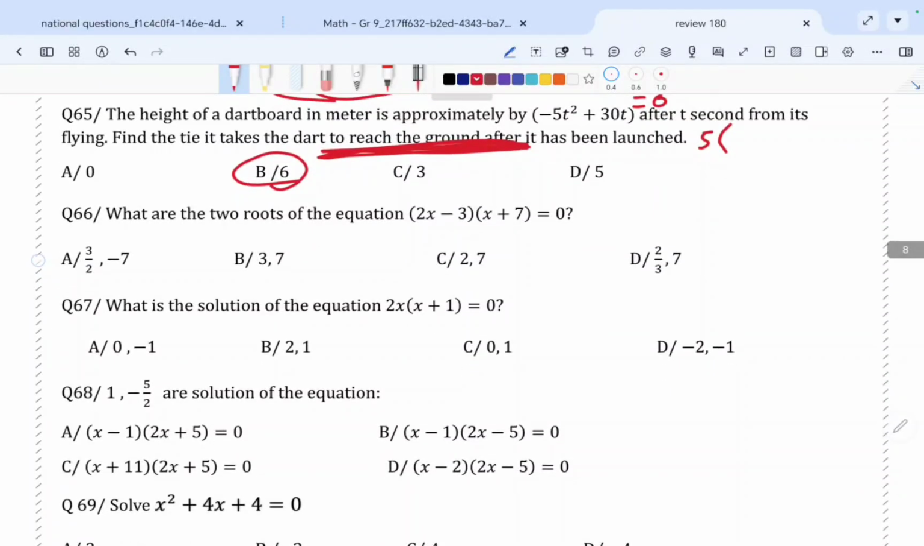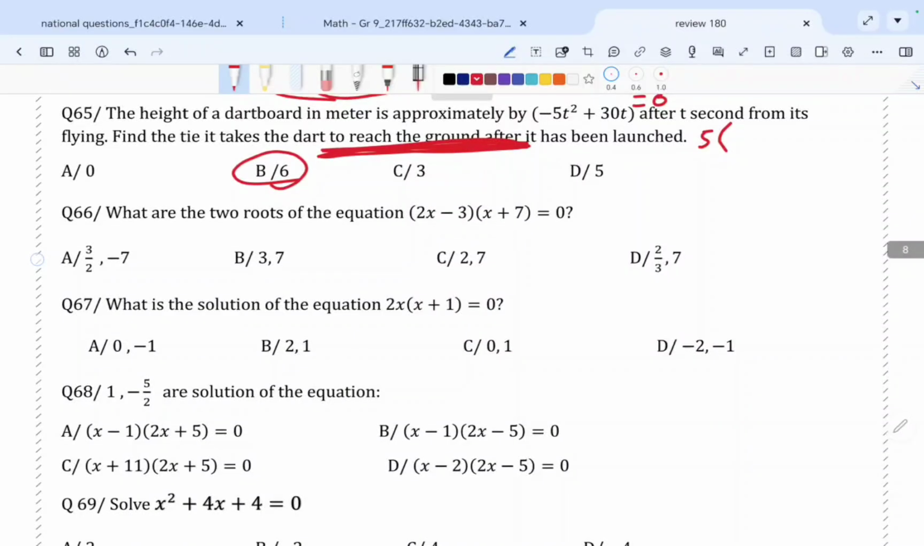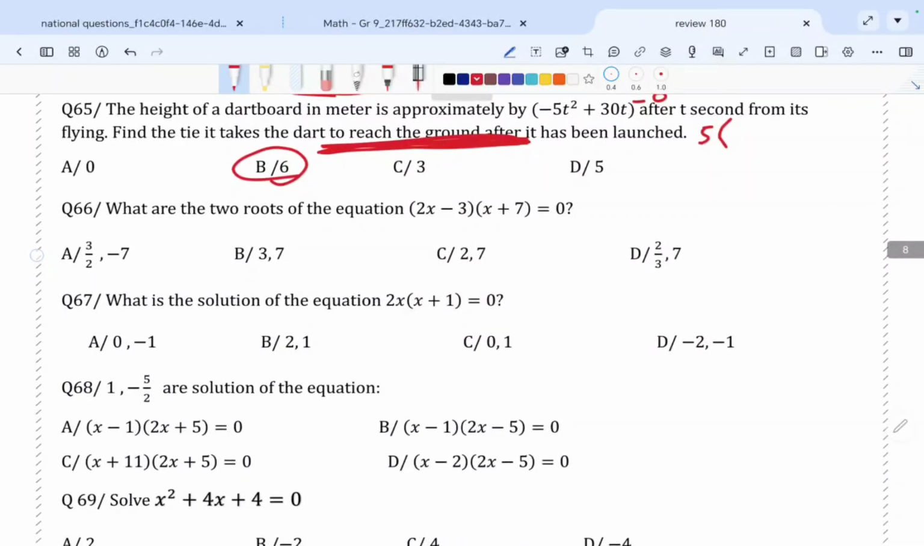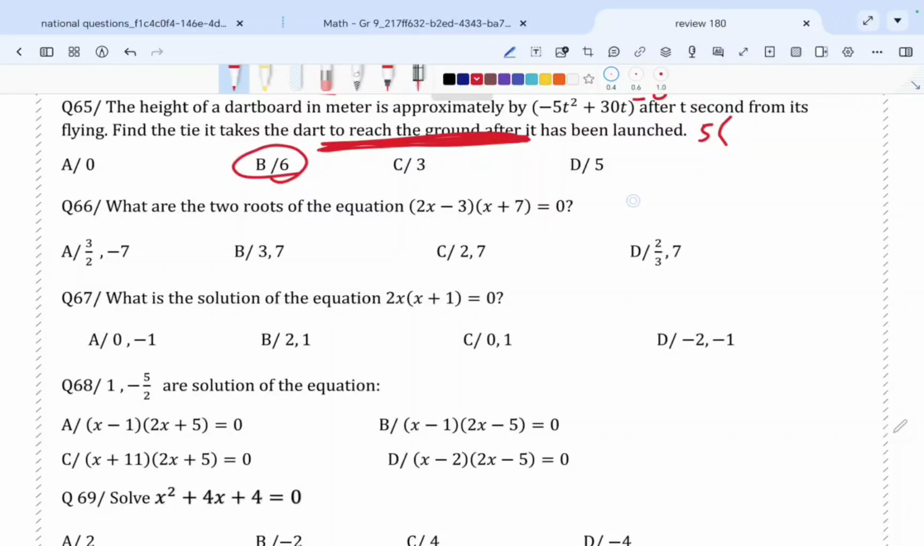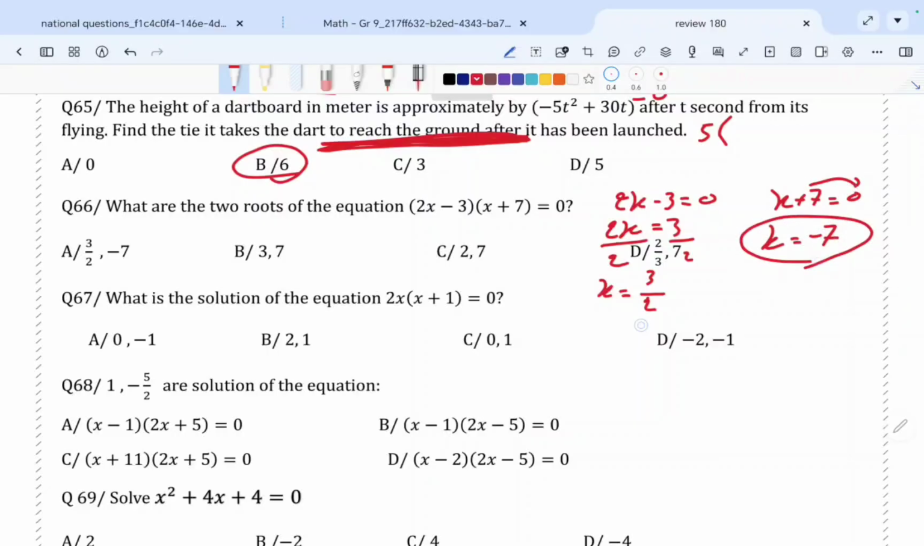Question 66. What are the two roots of the equation (2x minus 3)(x plus 7) equals 0? For the first one, we will say 2x minus 3 equals 0. 2x equals, move 3 to the other side, it will be positive. Divided by 2, divided by 2. So x equals 3 out of 2. For the other one, x plus 7 equals 0. Move 7 to the other side. x equals -7. So the answer is -7 and 3 out of 2, which is A.